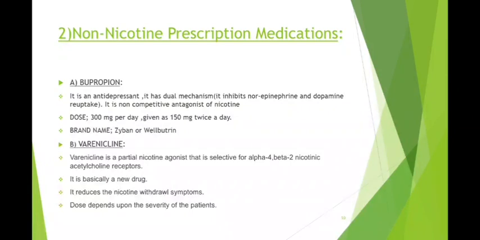Now if we talk about varenicline, it is a partial nicotine agonist that is selective for the alpha 4 beta 2 nicotinic acetylcholine receptors. It is basically a new drug. It reduces nicotine withdrawal symptoms. The dose depends upon the severity of the patient's condition.